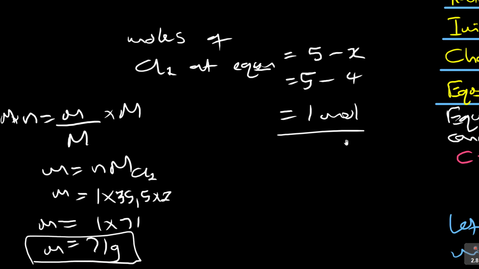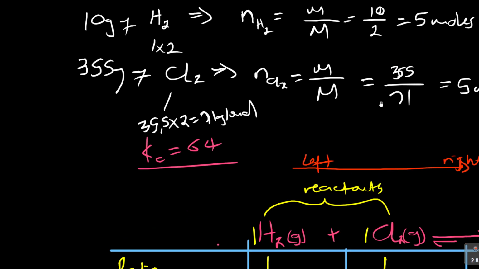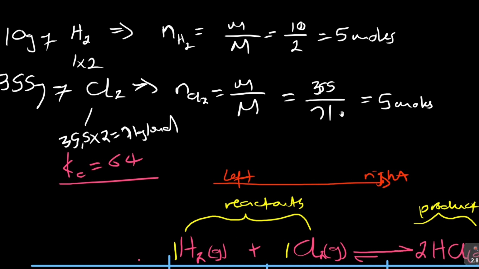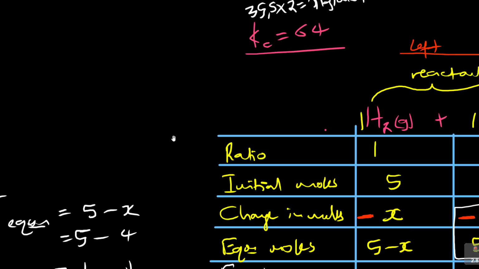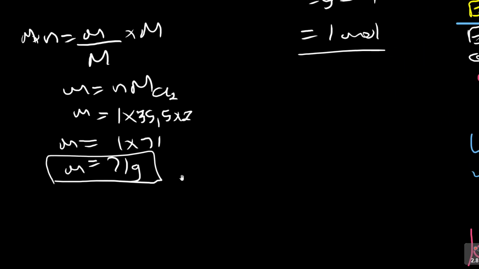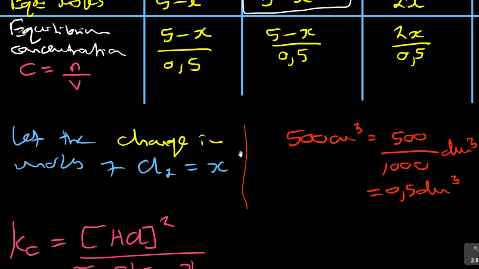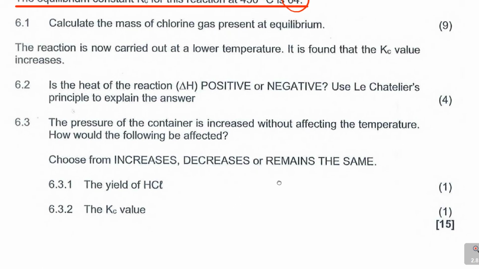See, that's what we got even here. When we used M of chlorine, it was 71, 35.5 times 2, it's 71 grams. So the answer there, funny, was 71 grams. All right, guys, I didn't want to spend much time, but well, that's it.